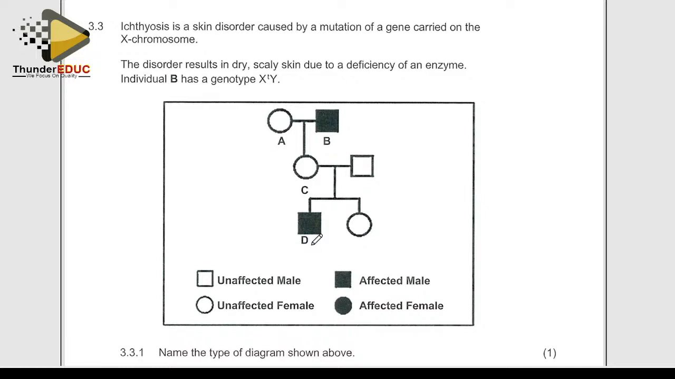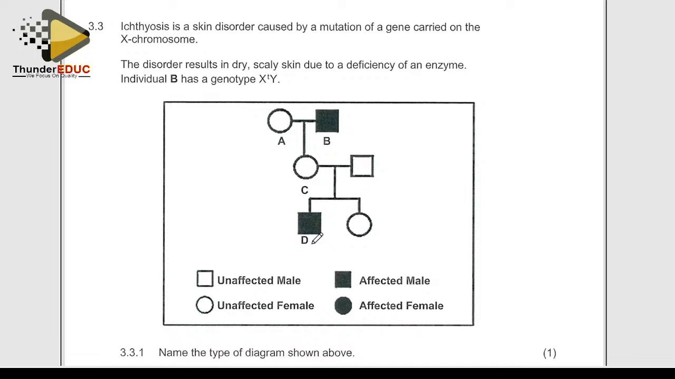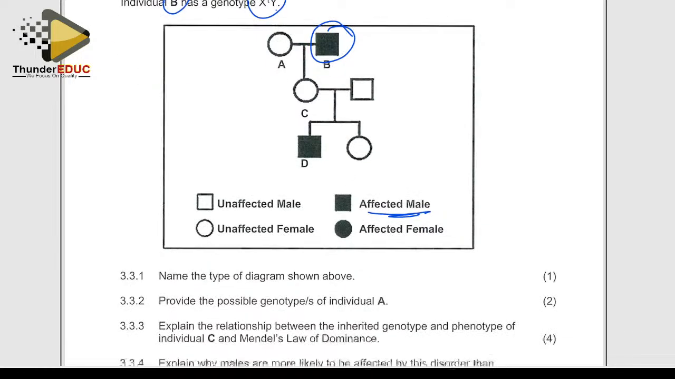Lastly, but not the least, is the pedigree. It says a skin disorder caused by a chromosome. I told you that it's a sex chromosome. Is it sex linked or non-sex linked? We know that it's sex linked. Now you also need to know whether it is a dominant or recessive allele. They showed you here it is a recessive allele. Why do I know it's recessive? Because individual B, they said affected male, meaning it is caused by a recessive allele.